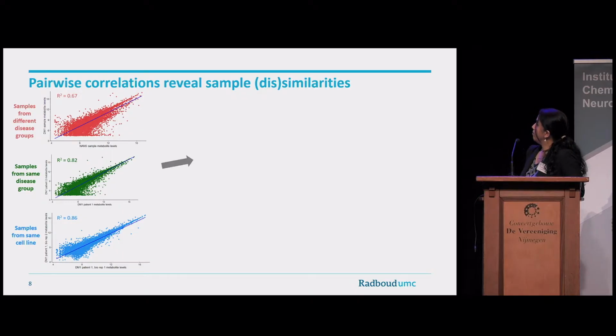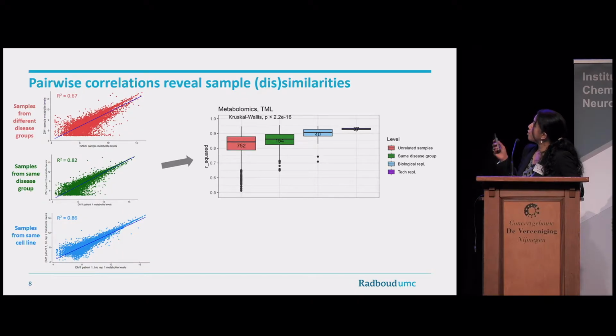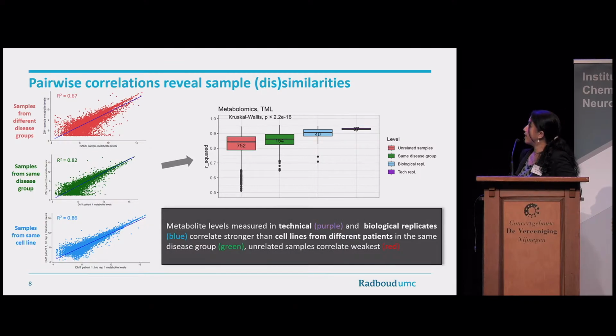So we were able to, in this box plot, see this nice hierarchy of samples, wherein the purple plot here represents the technical replicates, which correlated the highest. So we can safely say that the metabolite levels, and this was also observed in the proteomics levels, that the technical replicates correlated the highest, and the weakest correlation was seen amongst the samples coming from different disease groups.